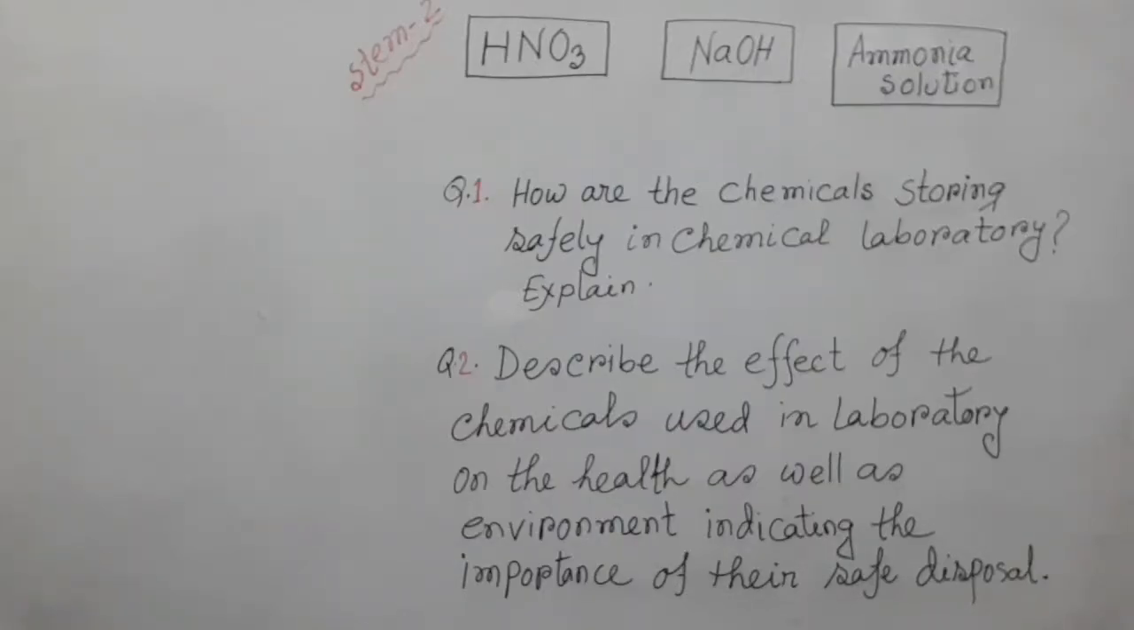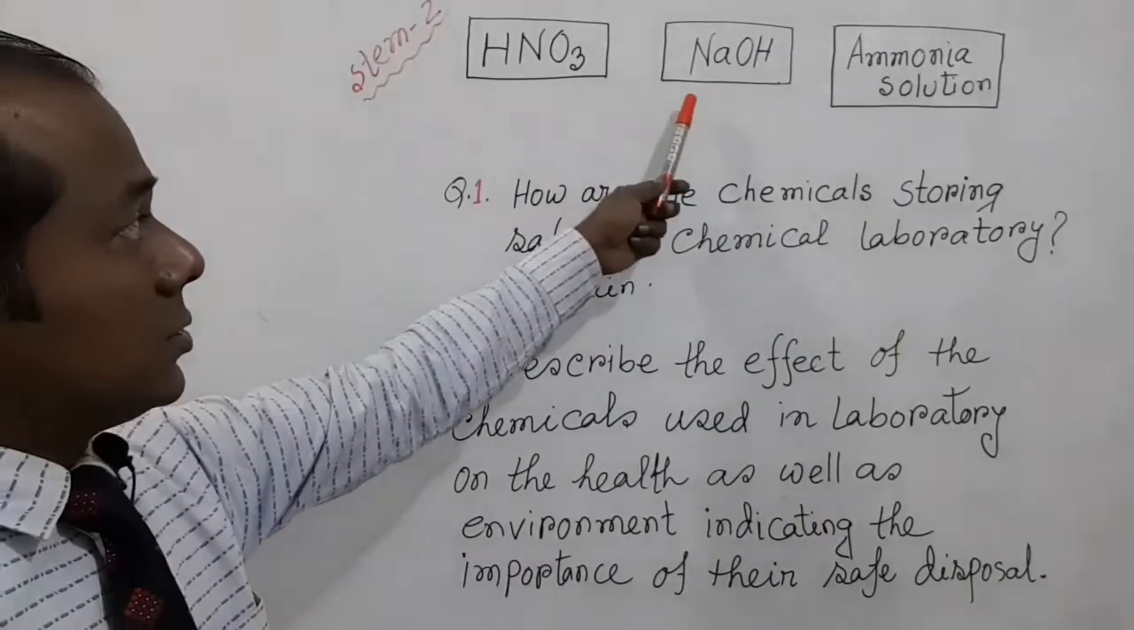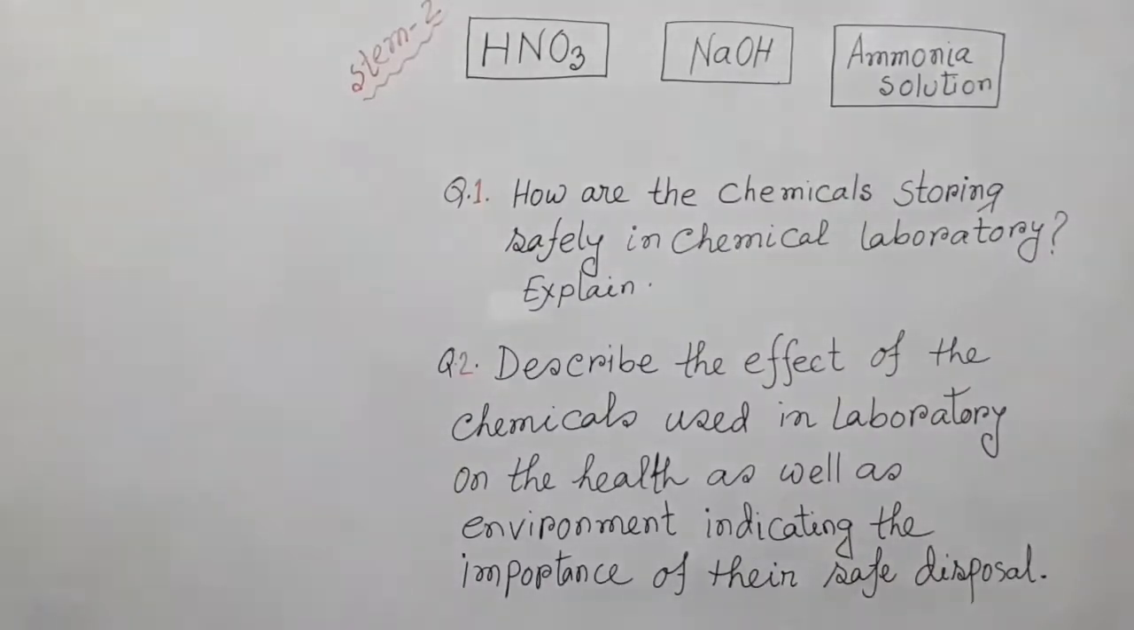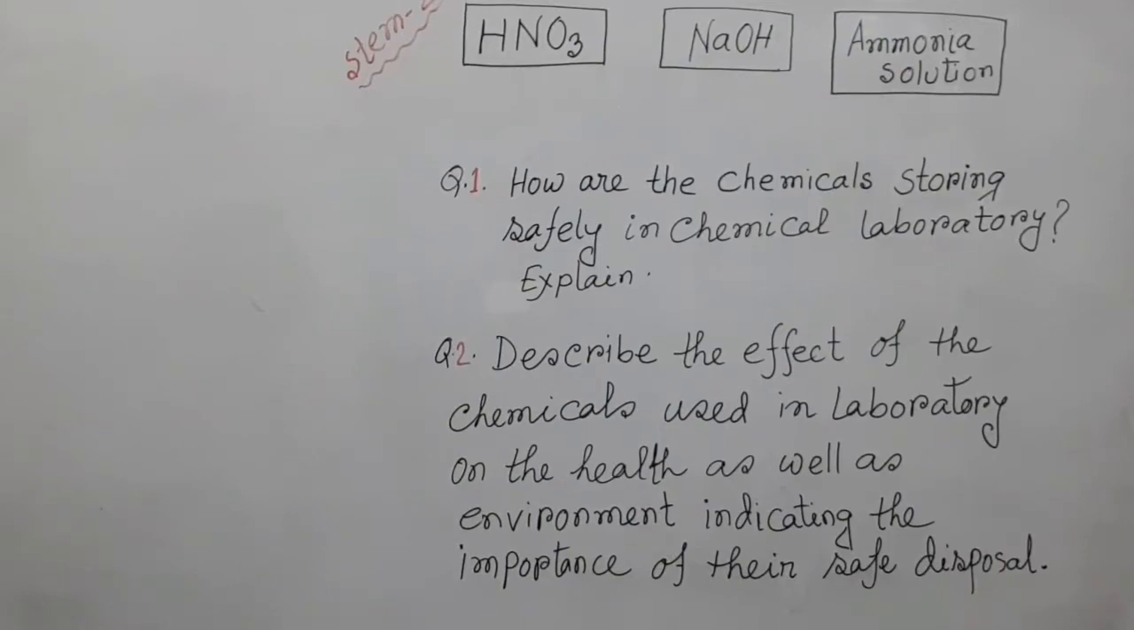My dear students, this is our second stem. Here are given nitric acid, sodium hydroxide, and ammonia solution. Our first question is, how are the chemicals stored safely in a chemical laboratory? Explain. And our second question is, describe the effect of the chemicals used in laboratory on health as well as environment, indicating the importance of their safe disposal.